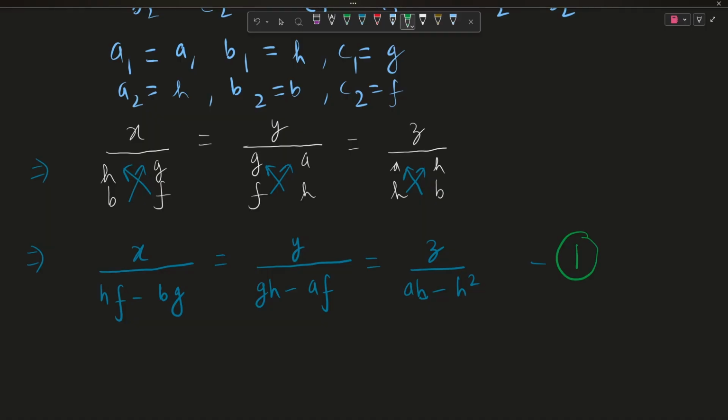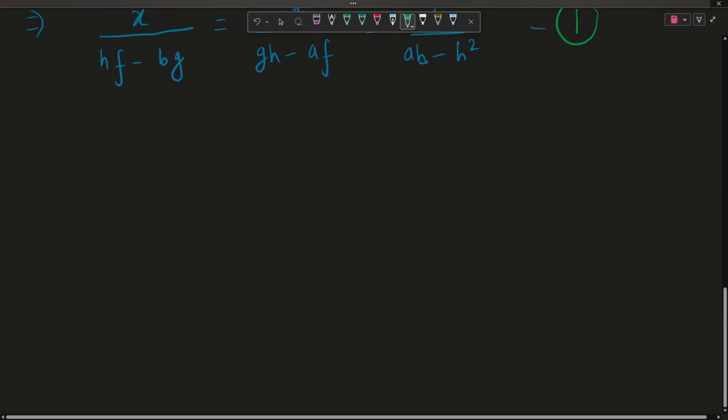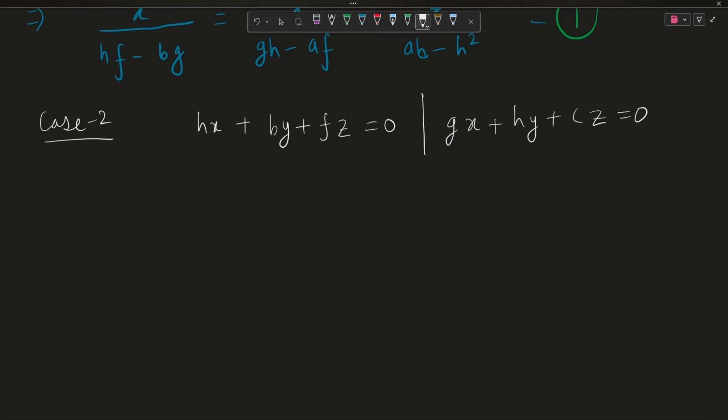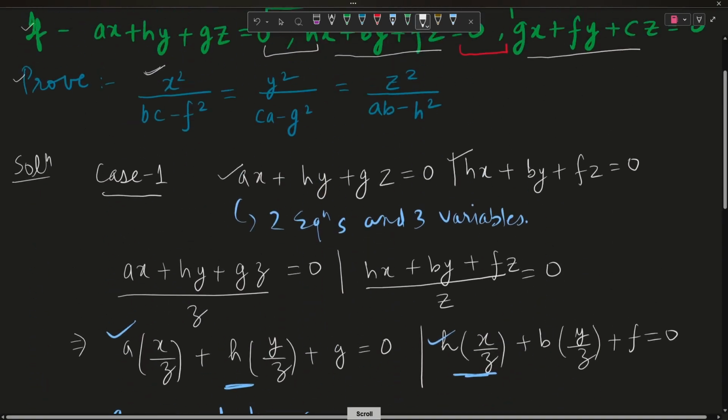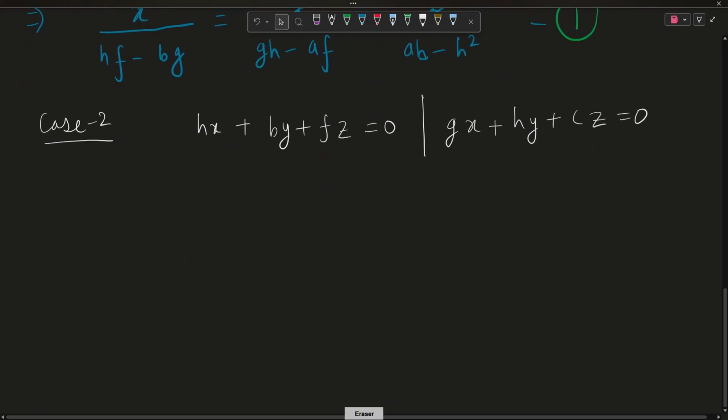Now we'll take the other two equations which are present in our question, right? This is the equation gfc. Okay, this is the equation.